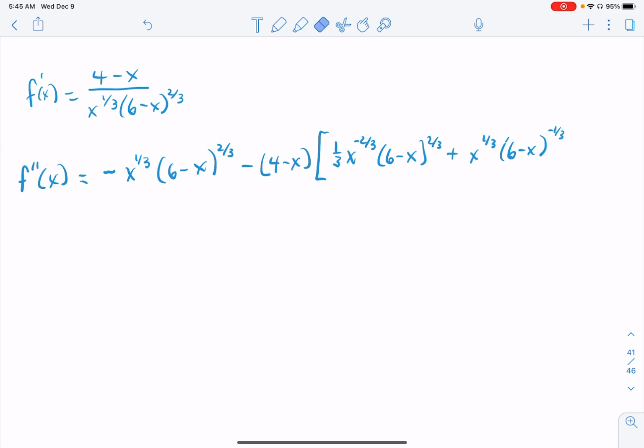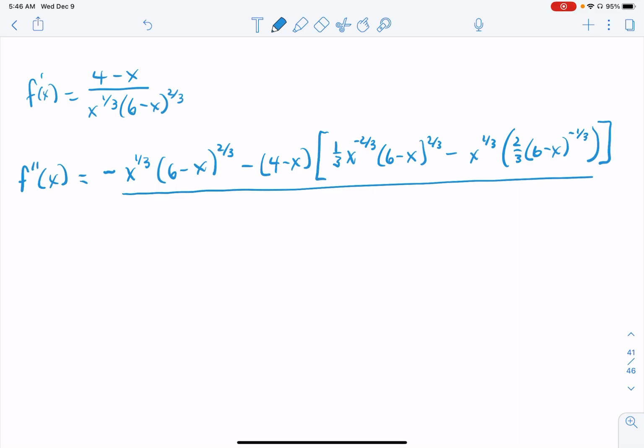Wait, I forgot. You know what I forgot? I didn't leapfrog the power down. So a 2/3, (6 - x)^(-1/3). And then multiply times the derivative of the interior, which is -1. And just like I did before, I'll just make this a negative sign right there. Okay. All of this over the denominator squared. So I'm going to take x^(1/3) (6 - x)^(2/3), and then square that thing. Oh my gosh.